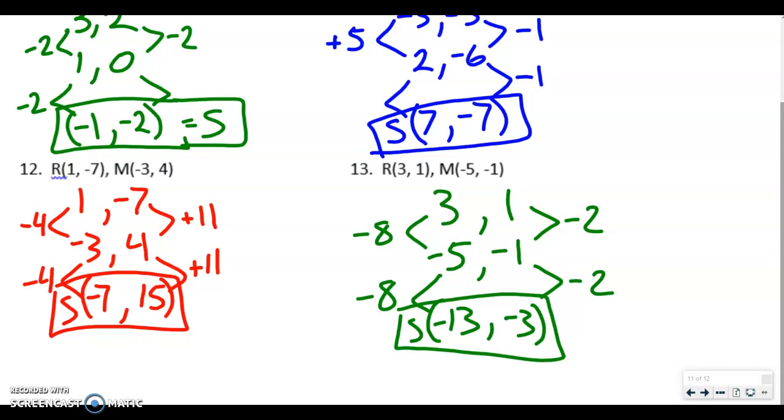So for 12, you should have gotten that the endpoint S was -7, 15. And for 13, hopefully you got the endpoint of S as -13, -3. And notice on them that just because you are subtracting on the x doesn't mean you're not adding on the y and vice versa. It could be either way.